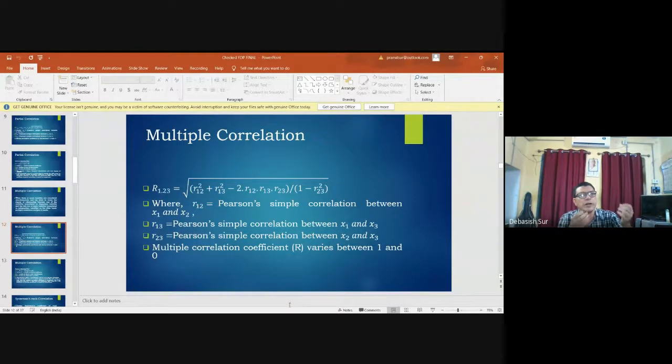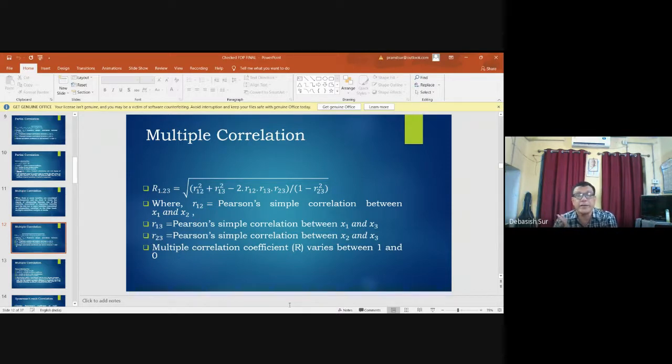Suppose the multiple correlation coefficient is 0.6. Suppose the multiple correlation coefficient of yield of crops on amount of fertilizer used and amount of rainfall is 0.6. It indicates that there is a moderate degree of relationship between the yield of crops and the joint influence of amount of fertilizer used and amount of rainfall.